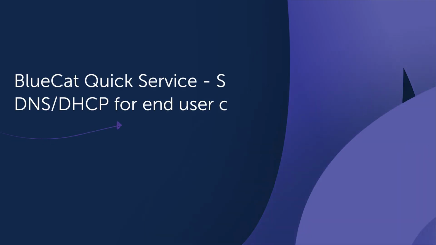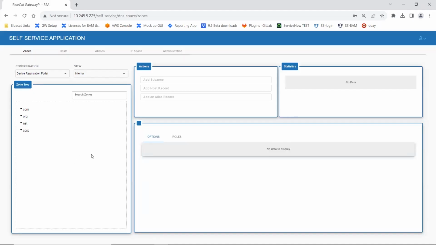BlueCat Quick Service. It is a standalone application to work in tandem with BlueCat Address Manager, or BAM, to allow customers to access key areas of the BAM without having to navigate all the details. Let's jump in. Firstly, we'll look at zones.